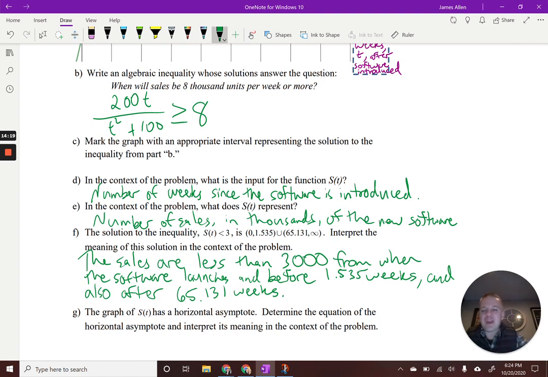So I found this one was a little bit tricky to word. So the sales are less than 3,000 from when the software launches and before 1.535 weeks have passed, because we're not including when it hits 3,000, because we want to just be less than 3,000. And also after 65.131 weeks have passed, right? We're not including that number because we don't want to include the 3,000. Awesome. And there's other ways you can word this one using a little bit more of the math context, like greater than or less than. But this is how I decided to word it.